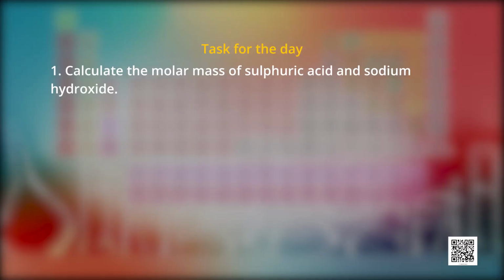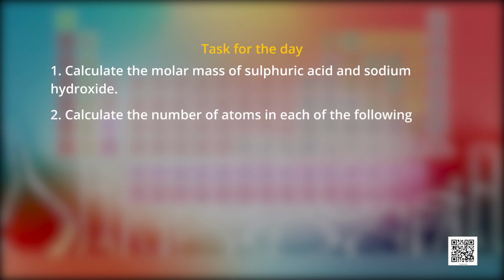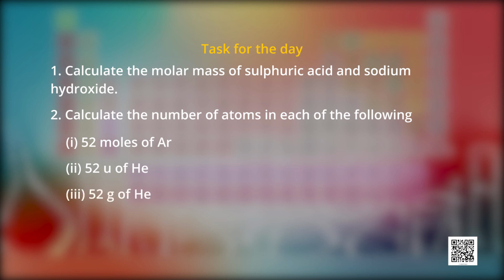Now friends, task for the day. Try to calculate the molar mass of sulfuric acid and sodium hydroxide. And as you can see on the screen, there is one numerical also. Calculate the number of atoms in each of the following. A. 52 moles of argon. B. 52 u of helium. C. 52 gram of helium.